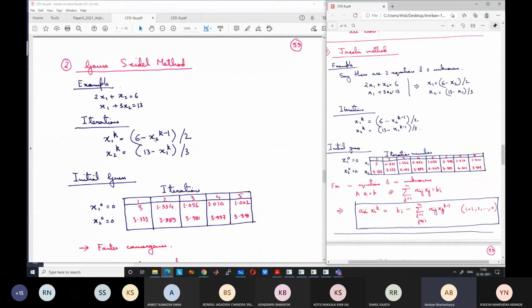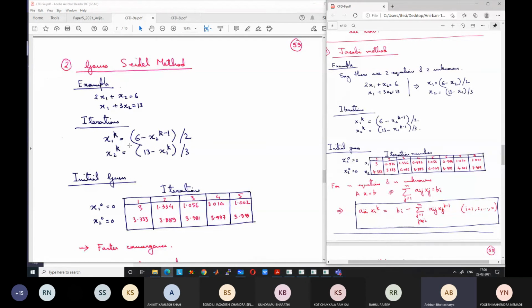Now, because the current iteration x1 is already known, why should I use the previous iteration x1? Like, why should I use x1(k minus 1)? I can use x1(k) itself, instead of x1(k minus 1), because x1(k) is known to me. So this small modification gives us much faster convergence. So x2(k) will be (13 minus x1(k)) divided by 3, instead of k minus 1. So this is the iteration for the Gauss-Seidel method.